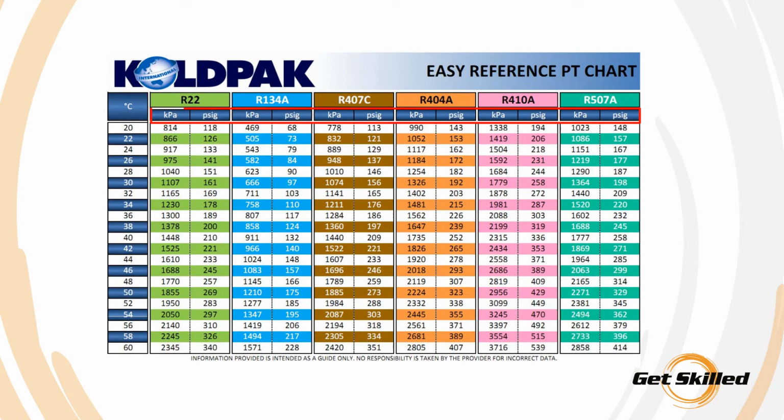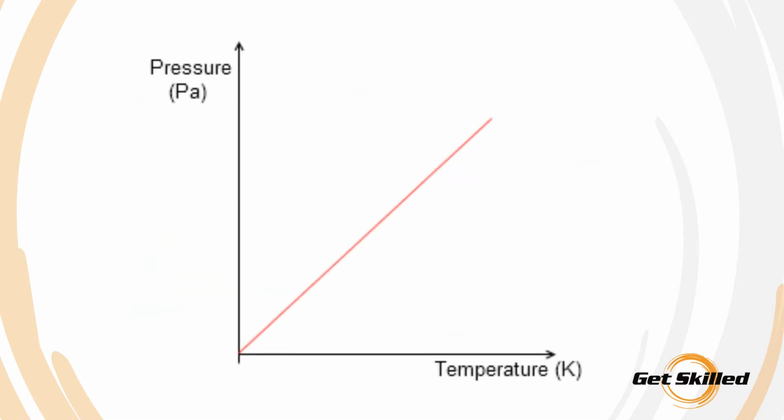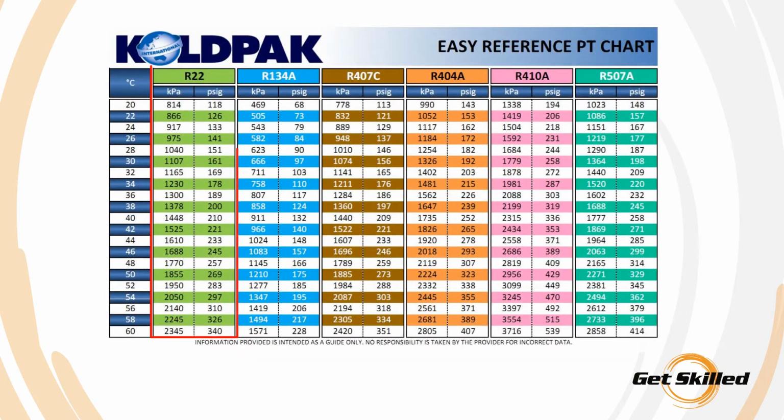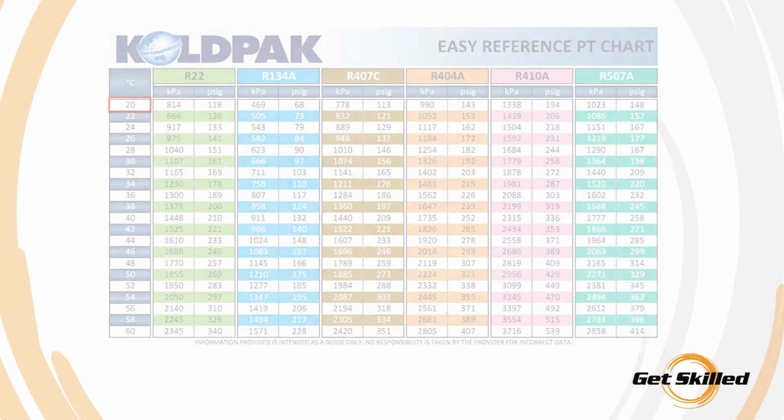The pressure of the refrigerant and the temperature of the refrigerant have a direct relationship. For example, R22 refrigerant has a pressure of 814 kilopascals at a temperature of 20 degrees Celsius.